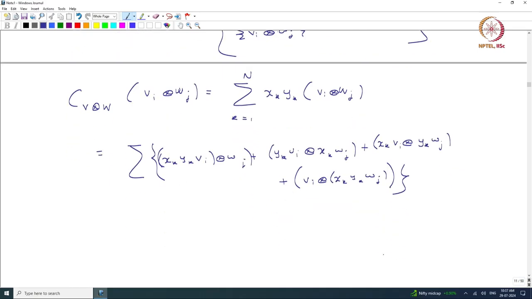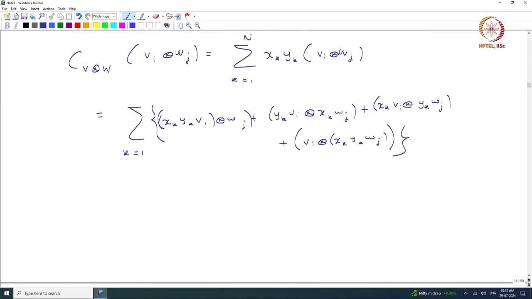So this is going to be the sum where k ranges from 1 to n square. Now you can see that this is exactly the action of Cv on Vi. So this is going to be Cv acting on Vi tensor Wj, plus Vi tensor Cw acting on Wj. So then we have these two sums.